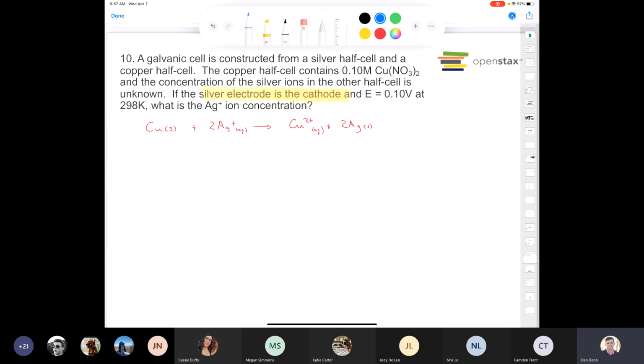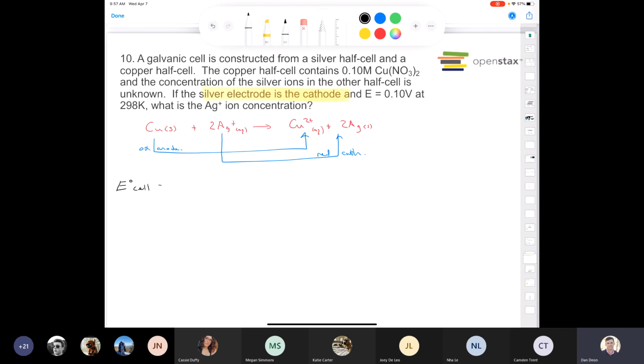If you're curious about how I came up with this, look, the copper is undergoing oxidation. Therefore, this is the anode. The silver is undergoing reduction. So this is my cathode. I'm going to skip the whole thing about writing down the standard reduction potentials for the copper ions and for the silver ions, and skip that step of going through the table. I've already gone ahead and looked them up.